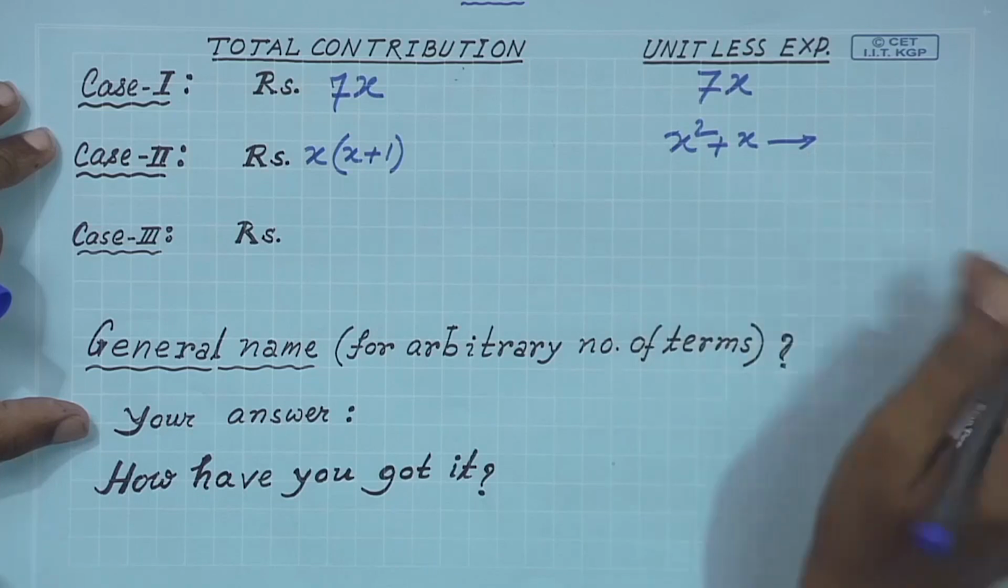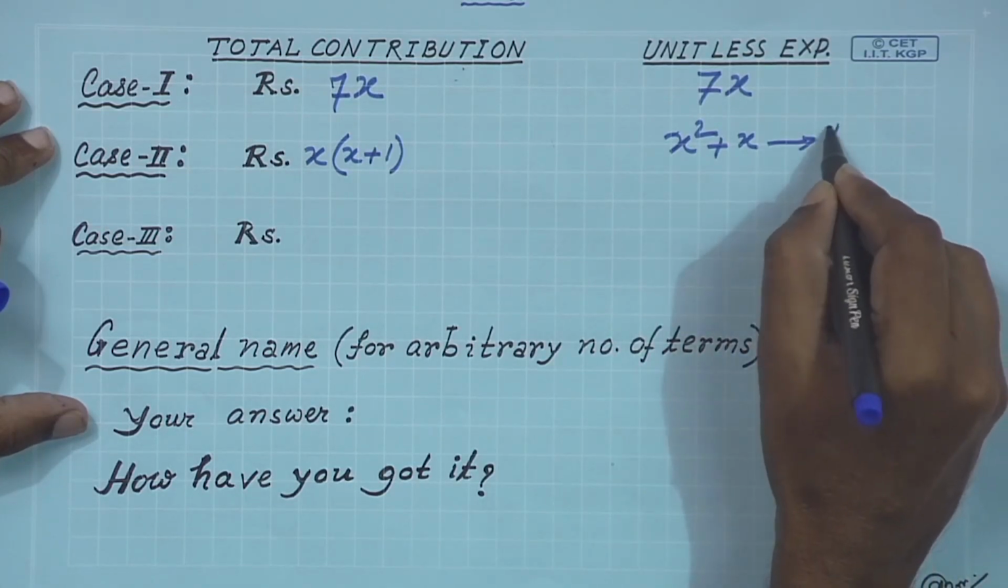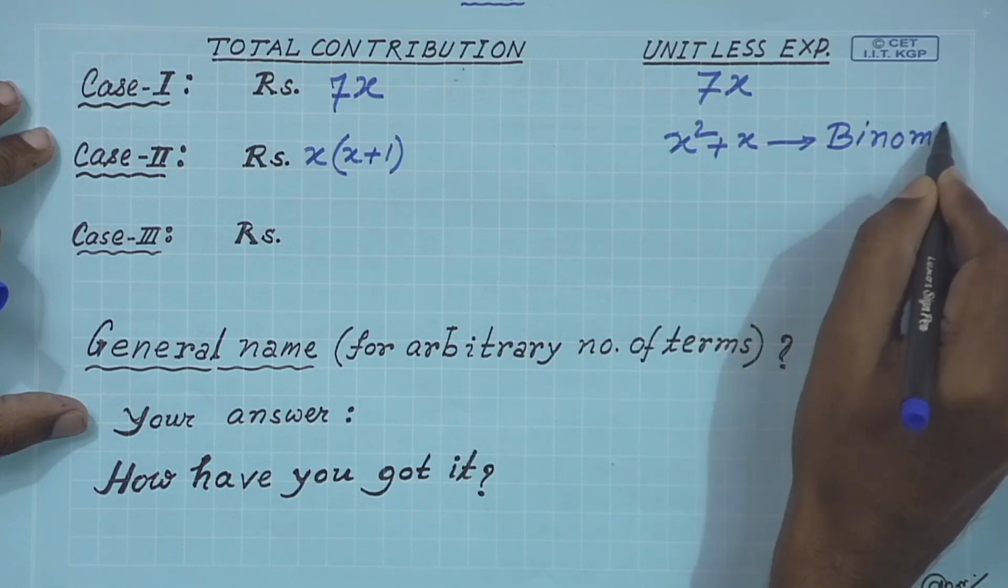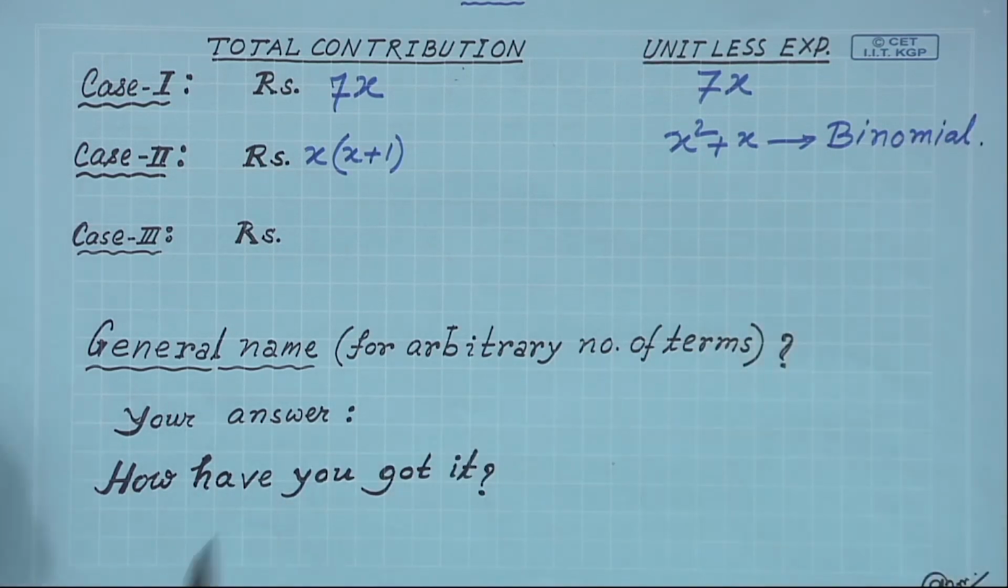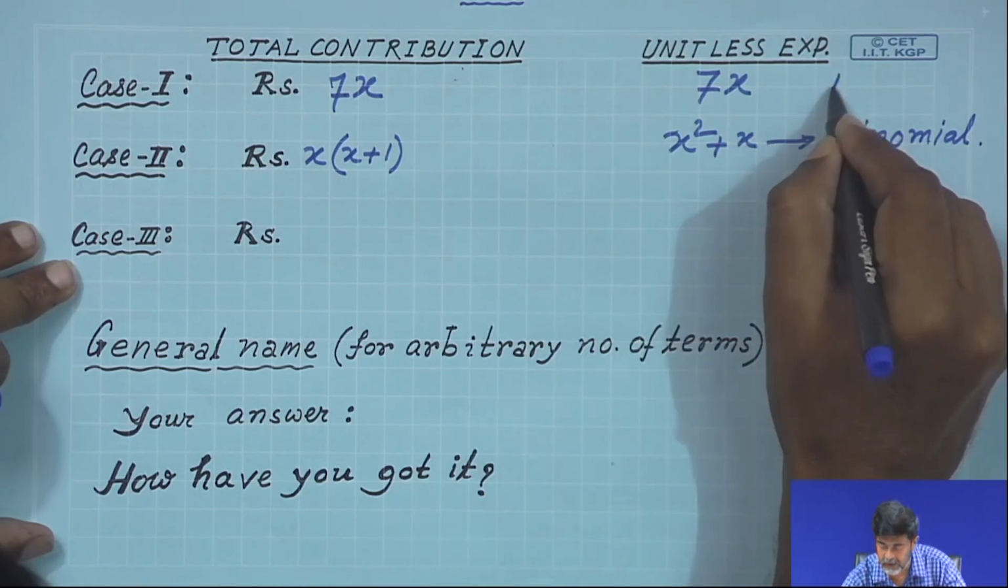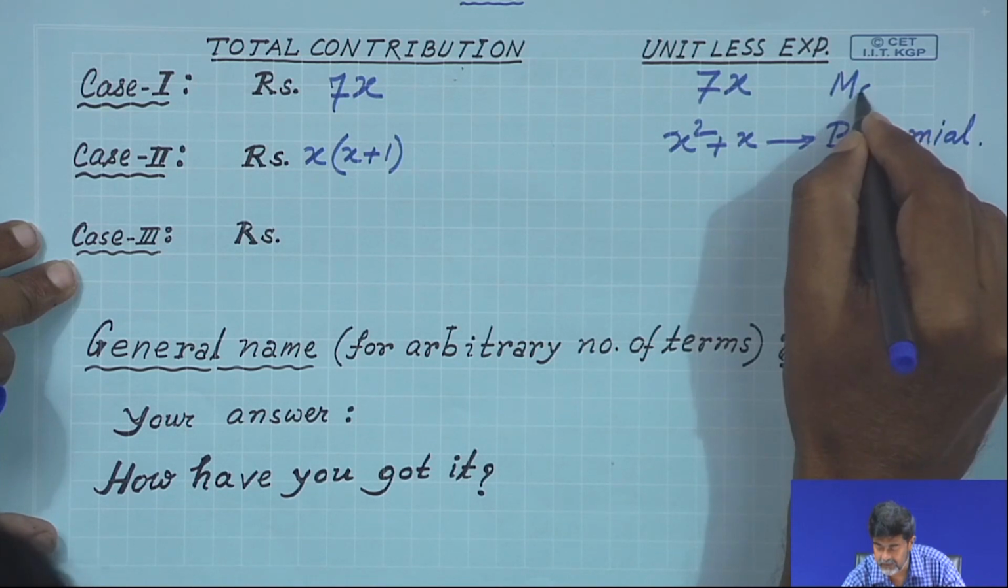In this expression we have two terms, and the name given to this expression is binomial. Then can you guess the name of the first one, that is 7x? Monomial. Mono stands for 1. Good guess.